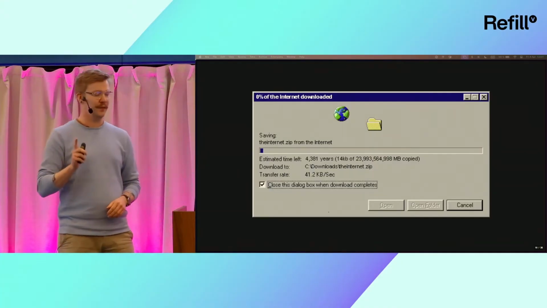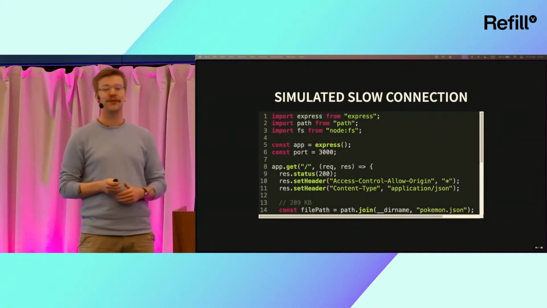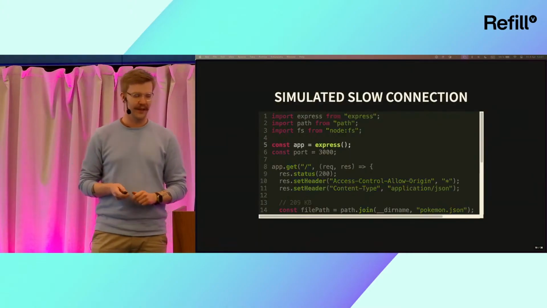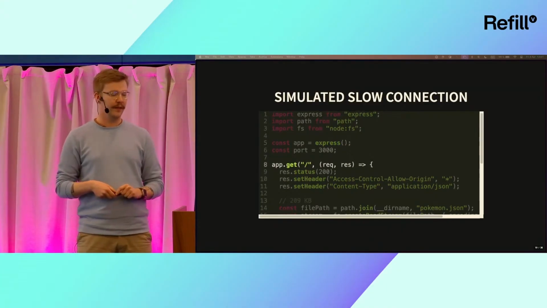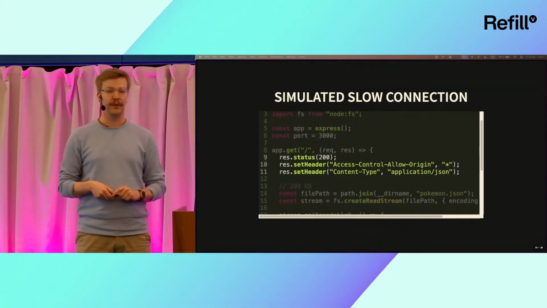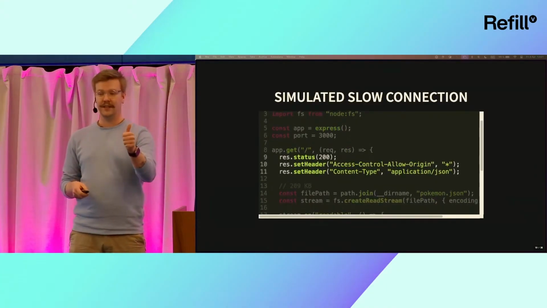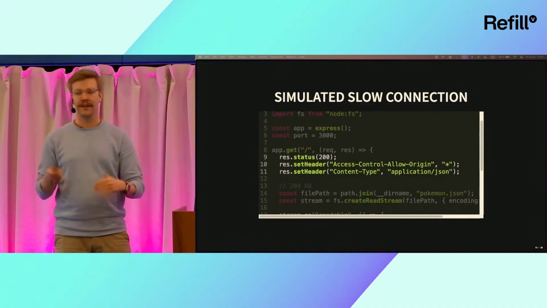So what we're going to do is simulate a super slow connection. I am going to make an Express web server, and once you call it, I'm going to immediately say, it's OK, you're getting JSON.